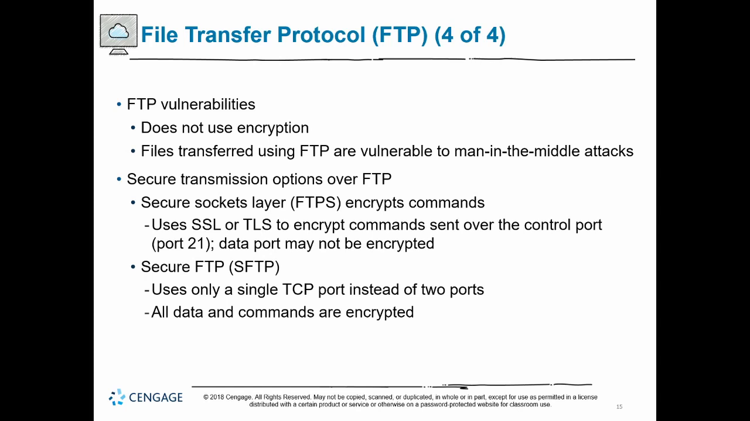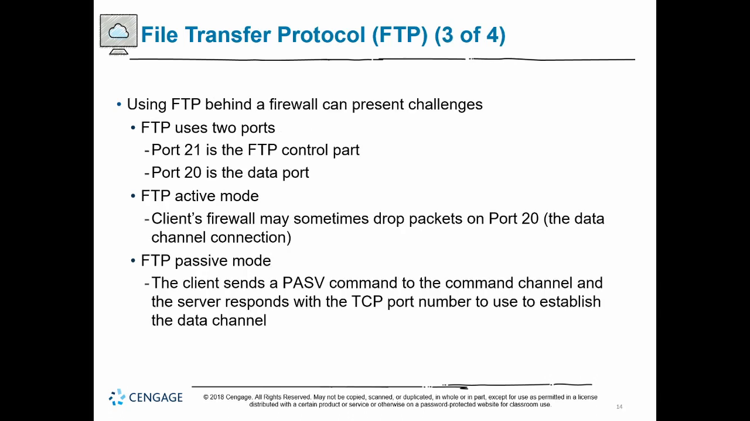So let me explain this in a little more detail. FTP uses two ports essentially, port 21 and port 20, when it wants to do communication. Port 21 is the control part. So when it wants to create that communication channel and start sending and receiving, it will use port 21 to make that communication channel. And then once it makes that communication and authenticates, it uses port 20 to actually send that data. So it uses two ports.